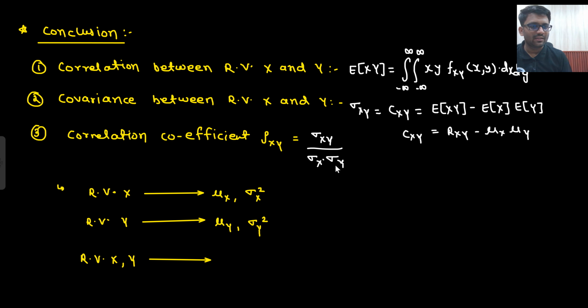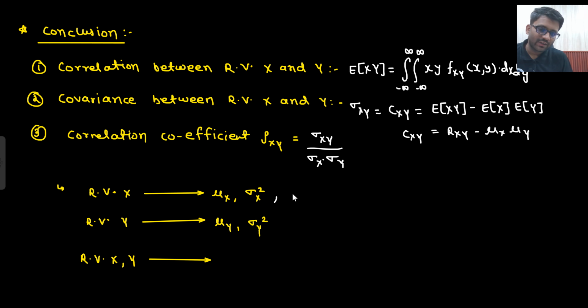What is sigma Y? Standard deviation of random variable Y. What is sigma X? Standard deviation of random variable X. What is sigma XY? Covariance between random variables X and Y. You know the definition of covariance as well as correlation, everything. So this is the slide's complete conclusion. With respect to random variable X, what do you define? Mean and variance. With respect to random variable Y, mean and variance.